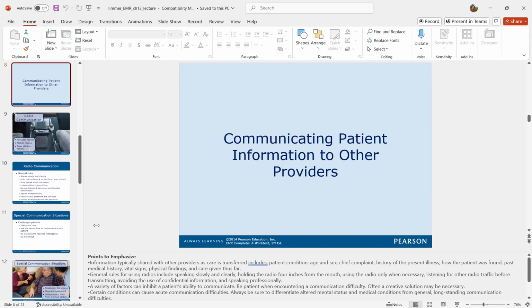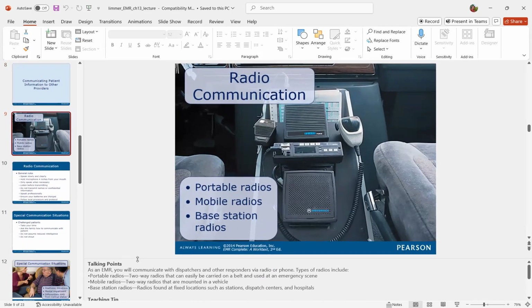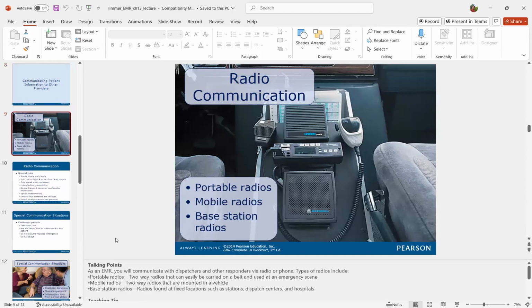Yeah, keep it very basic over the radio. So when it comes to radio communication, and I don't know if you guys will be carrying these, probably not, but if you get on a service, you would be. We use portable radios. These are two-way radios that can easily be carried on a belt.